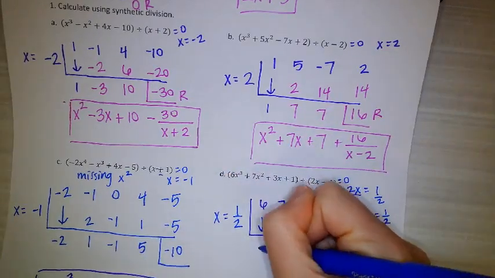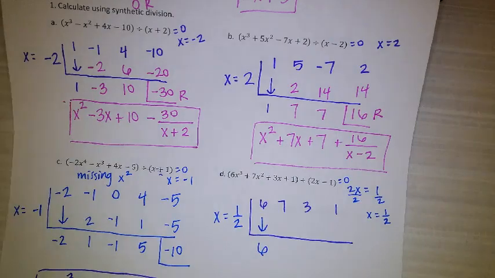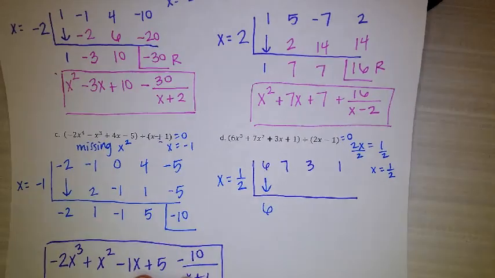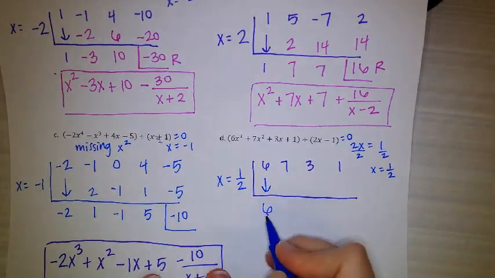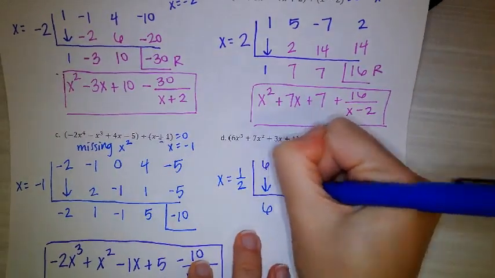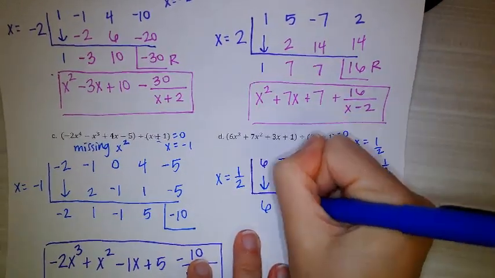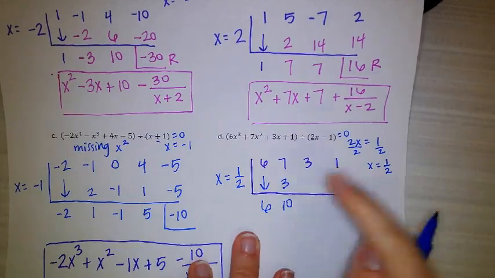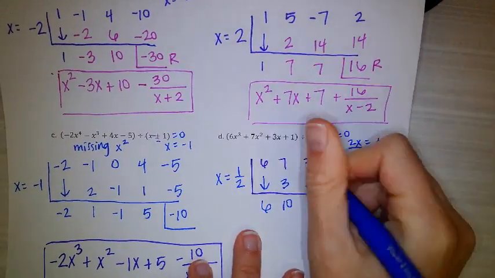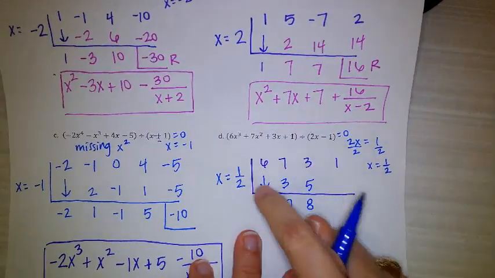But I'm going to bring a 6 straight down. And I'm going to do this process. Half of 6 is 3. Add straight down. Half of 10 is 5. Add straight down. Half of 8 is 4. Add straight down.